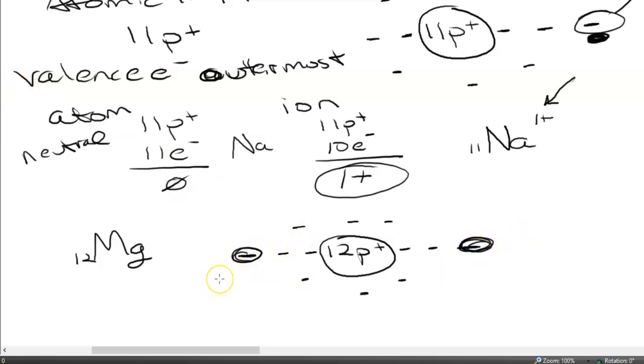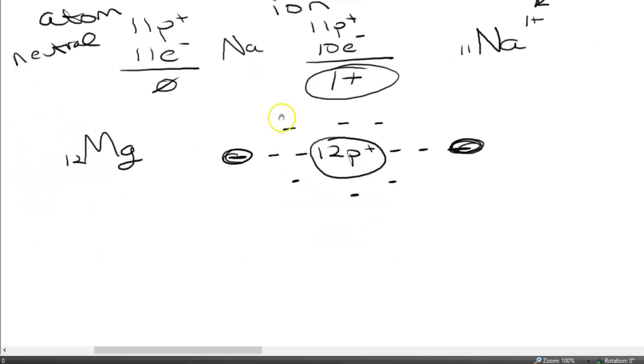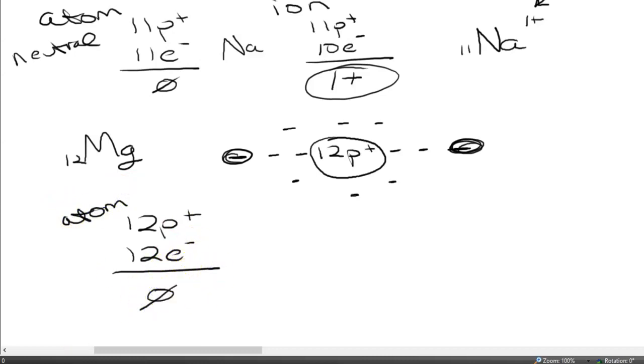So magnesium, being in group 2, the second group over, is going to readily lose 2 electrons. Another atom will come and take them. So normally, magnesium has 12 protons and 12 electrons as a neutral atom. If I add 12 positives and 12 negatives, I get neutral, 0.